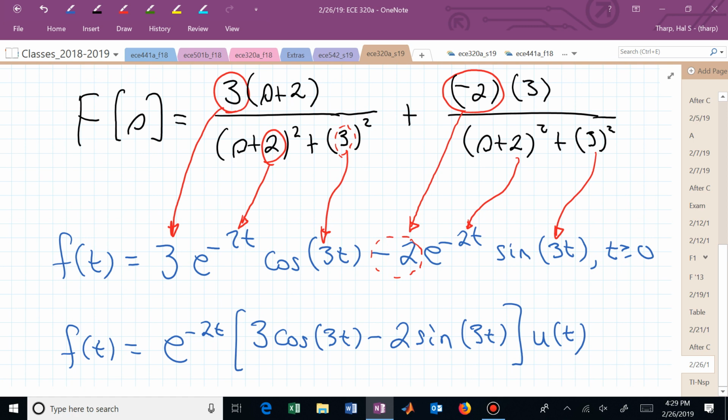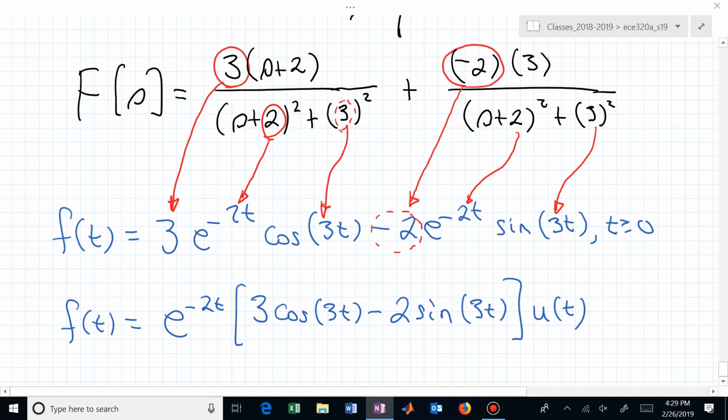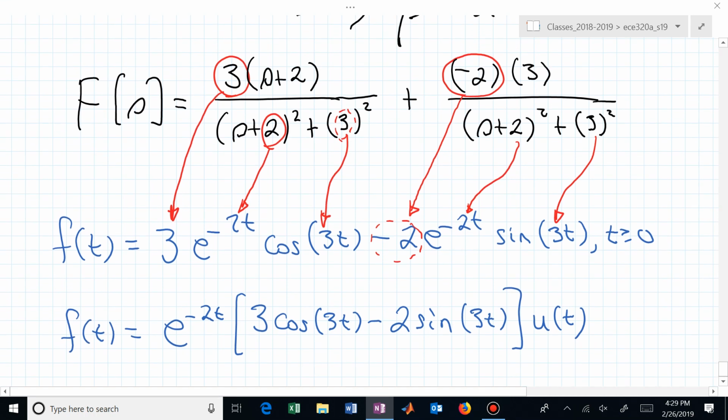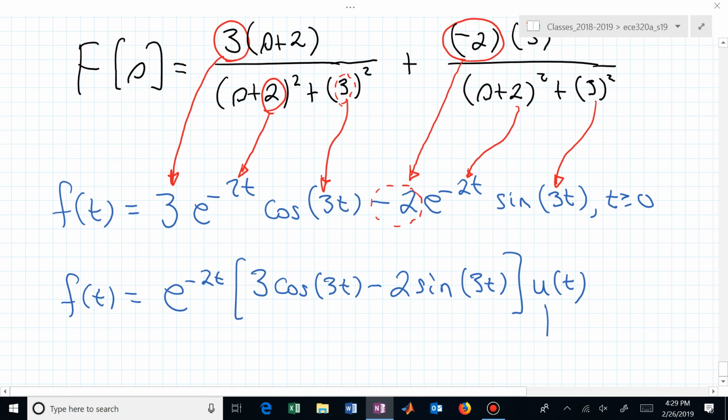Yes? Where's the u of t coming from? Why is all of this now weighted by u of t? And what is that u of t? I should clarify that u of t is the unit step. This is now the unit step.